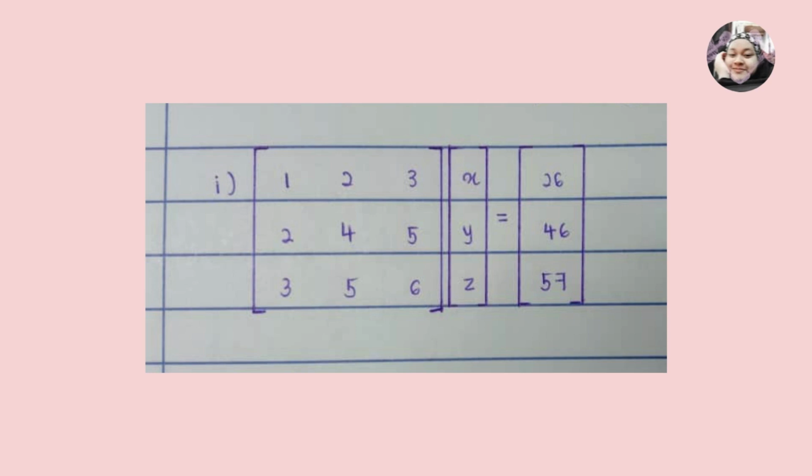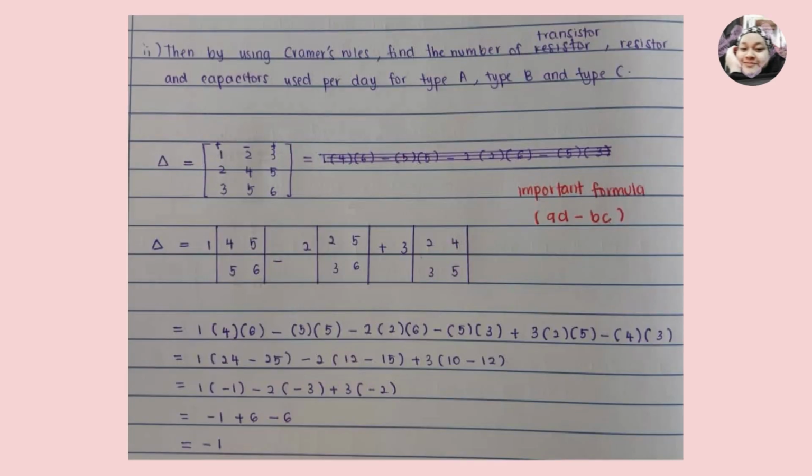First, I make sure all of the coefficients are in one matrix. Okay, the second question is then, by using Cramer's rule, find the number of transistors, resistors, and capacitors used per day for type A, type B, and type C.